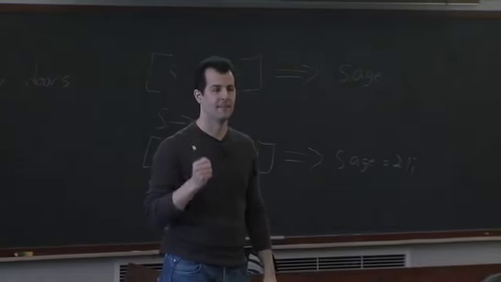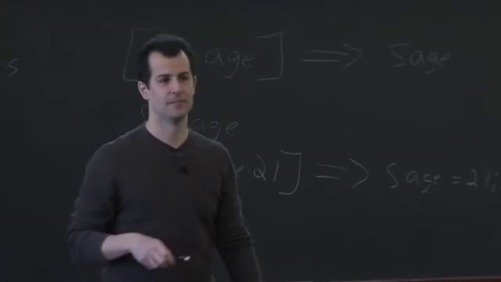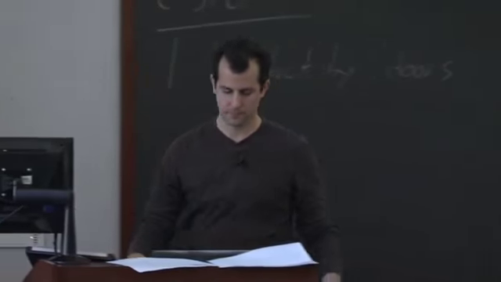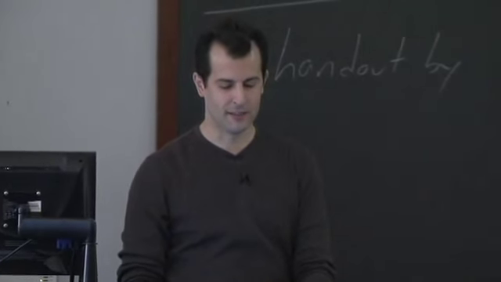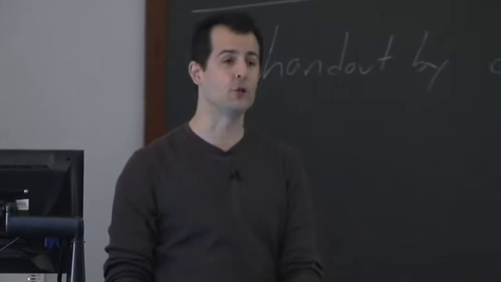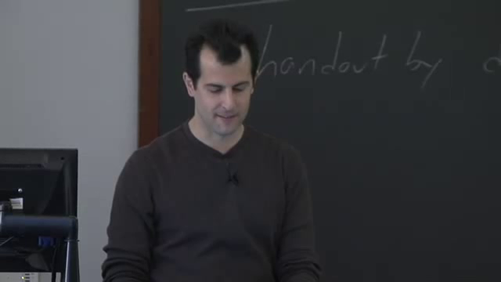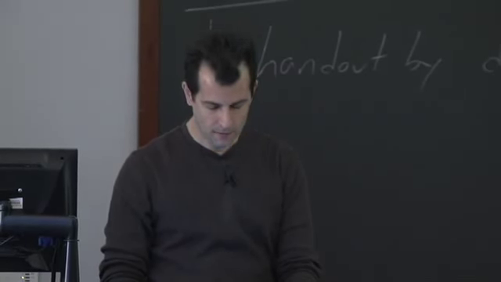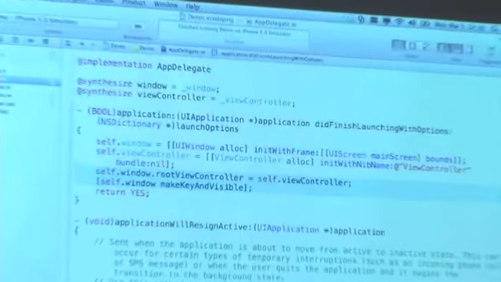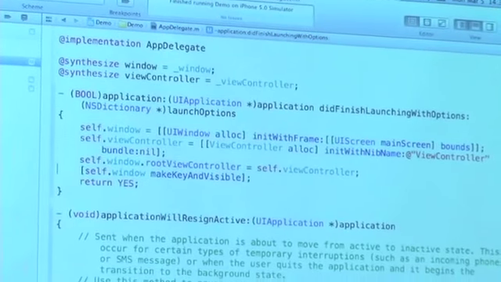Yeah? If you didn't do that, your application would show, but it wouldn't respond to anything. Well, let's see. So if you didn't do that, you didn't do the self.window makeKeyAndVisible. So this one here? Not those two, just the bottom one. Oh, just this one. Yeah.